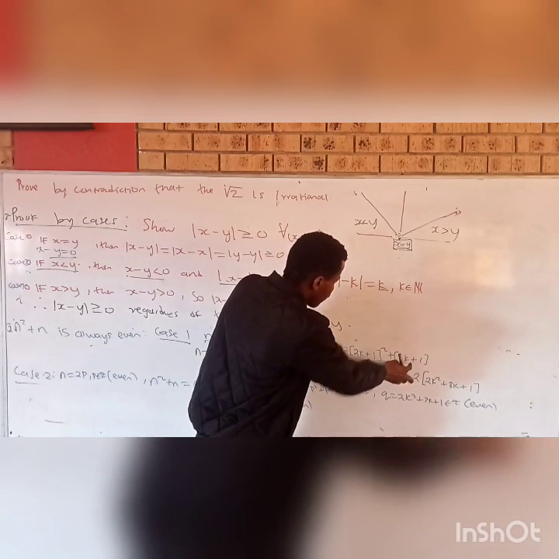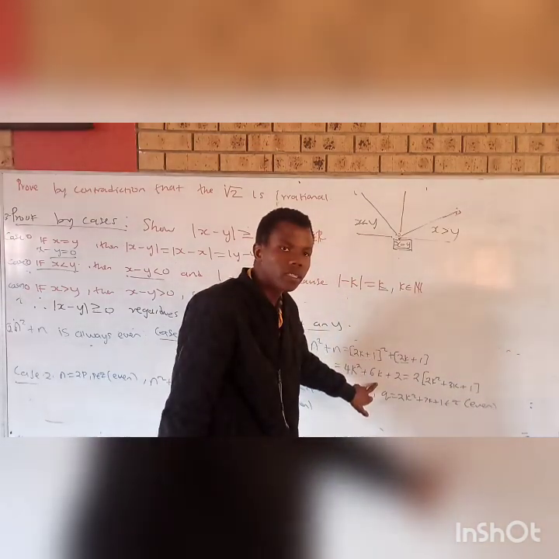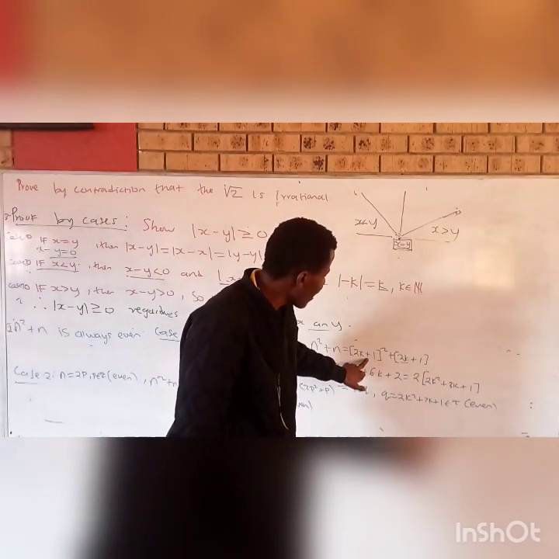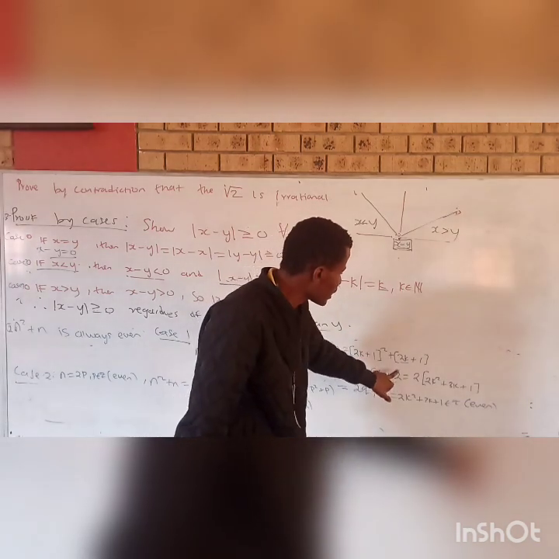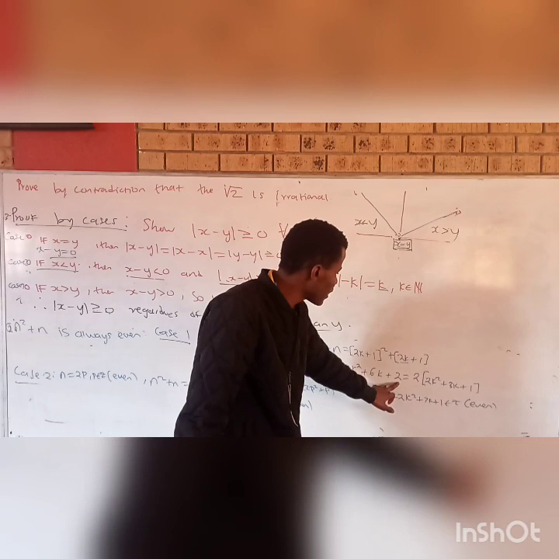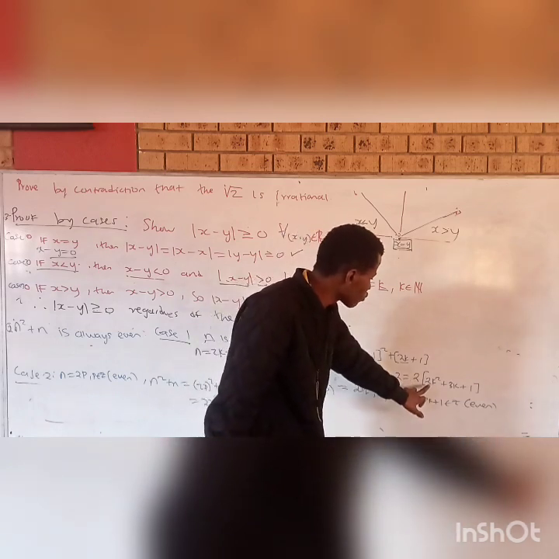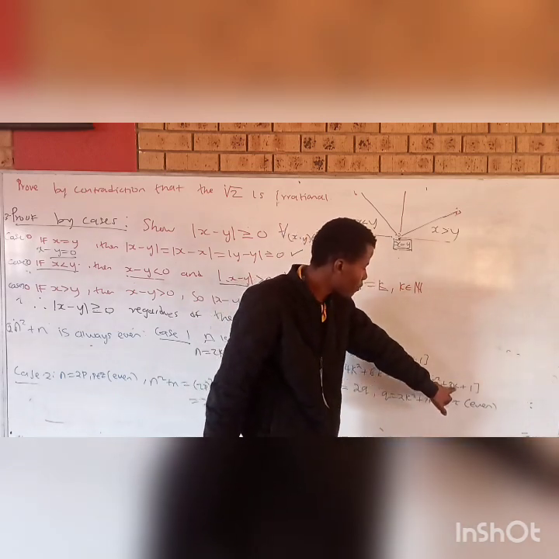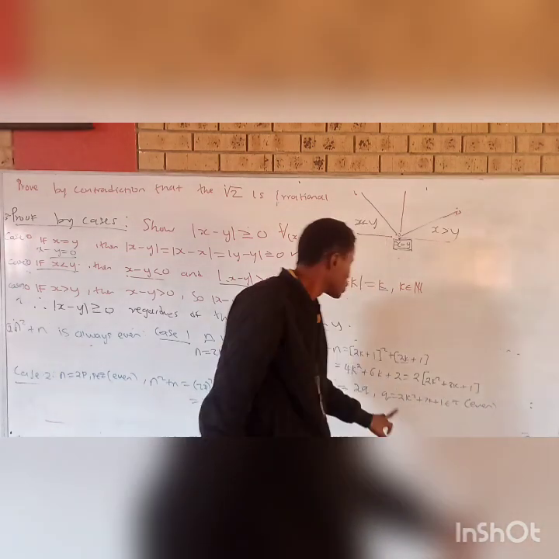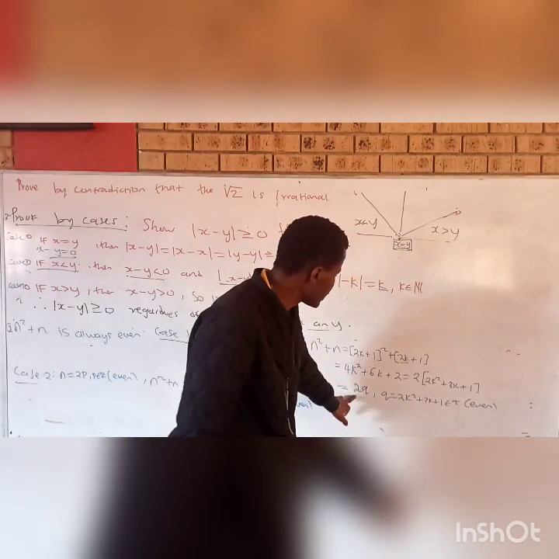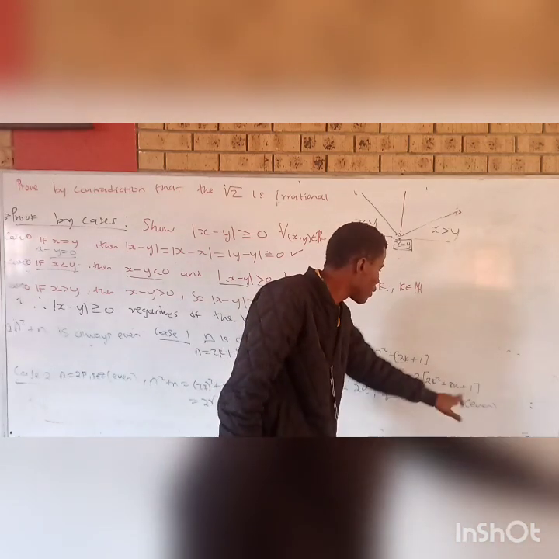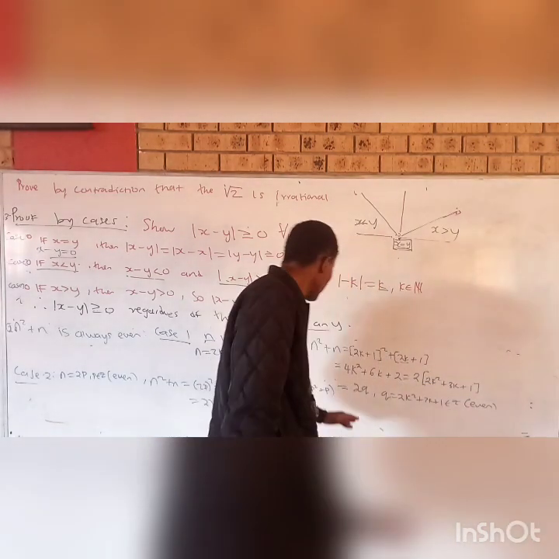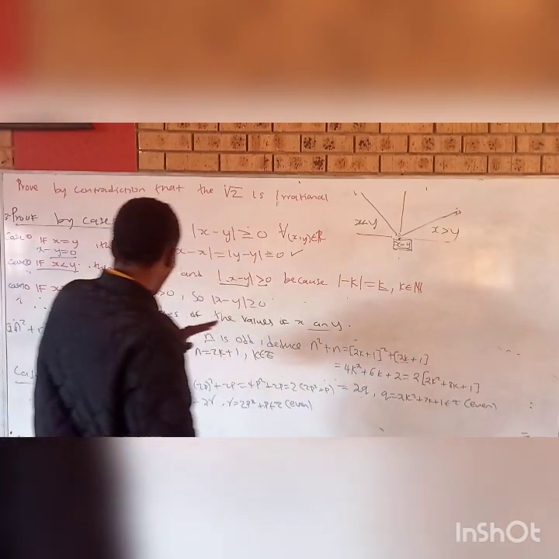Because of this 2k from here, that's why you have 6k. That's 4k after manipulating this plus this, you get 6k. Then that one and this one, we get plus 2. We take 2 out, we are left with this: 2(2k squared plus 3k plus 1). So we just assign this to q, where q is 2k squared plus 3k plus 1. So we have 2q, which is even. So you can see that if n is odd, it's even.